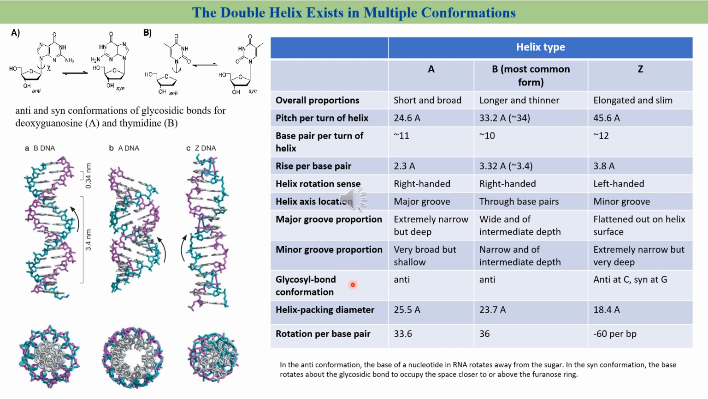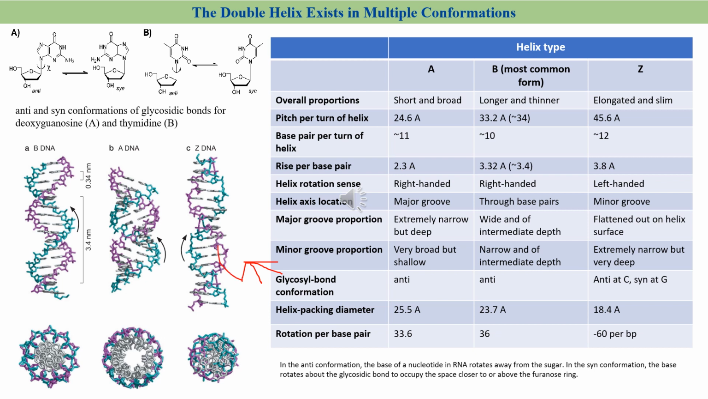The DNA helix rotation means it is right handed. This arrow you can see is to the right; when you match it with your hand, A and B DNA will match with your right hand, and Z DNA will match with your left hand.